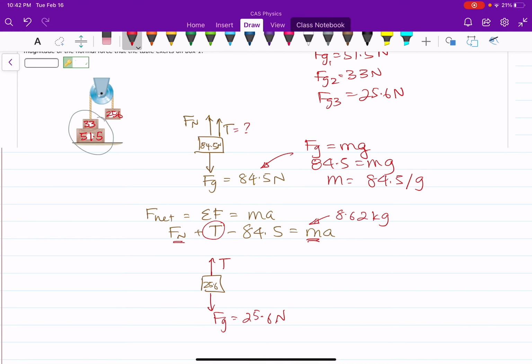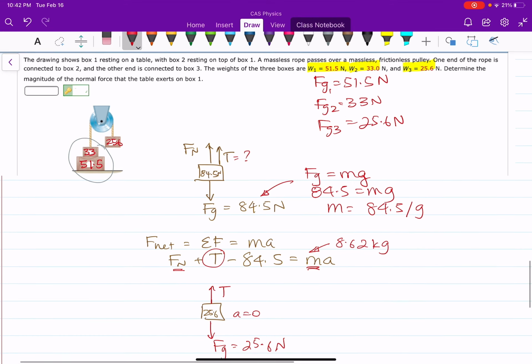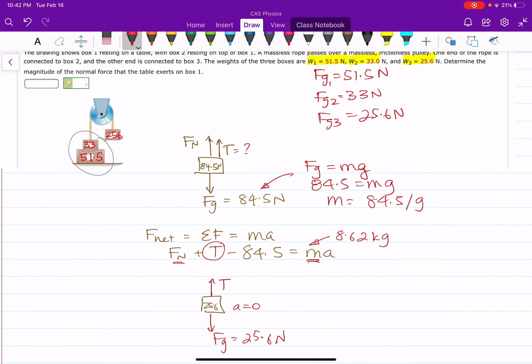Now, the thing with this is that it's at rest, so a equals 0. So actually the tension is really easy to calculate. From this, we can see that T just equals 25.6 newtons. So now we can take that number, plug it into there, and we can find the normal force.